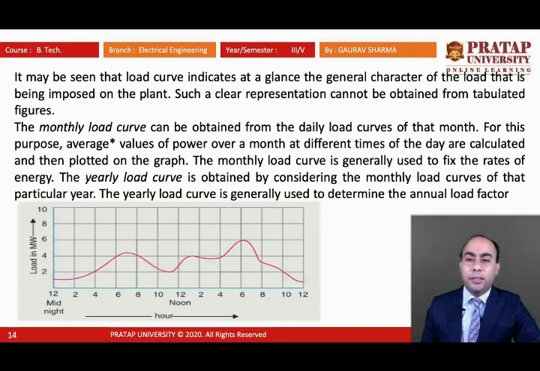It may be seen that the load curve gives a glance at the general character of the load that is being imposed on the plant. Such a clear representation cannot be obtained from tabulated figures. A monthly load curve can be obtained from the daily load curves of that month. So we can also create a monthly and a yearly load curve from the daily load curve.